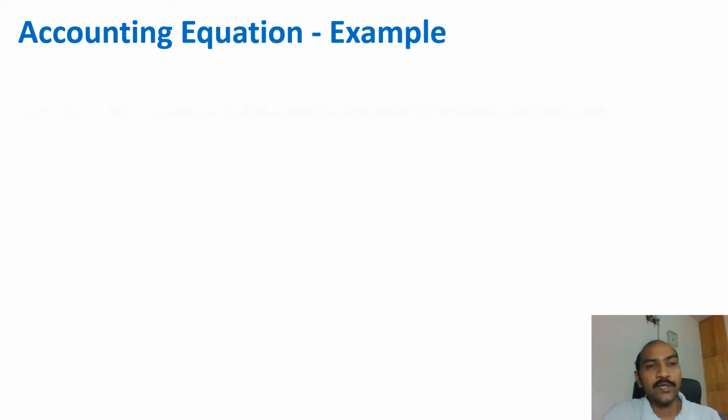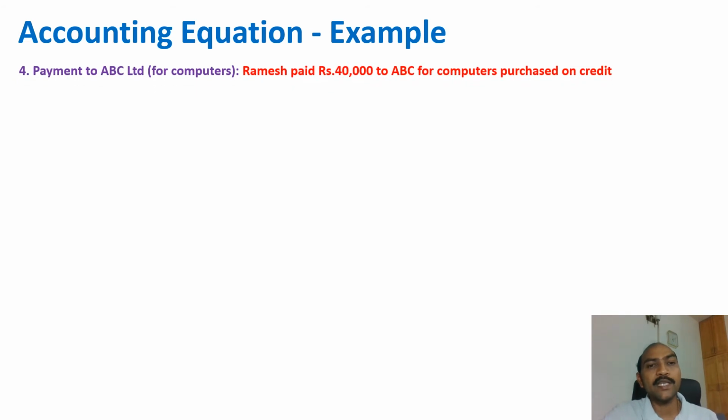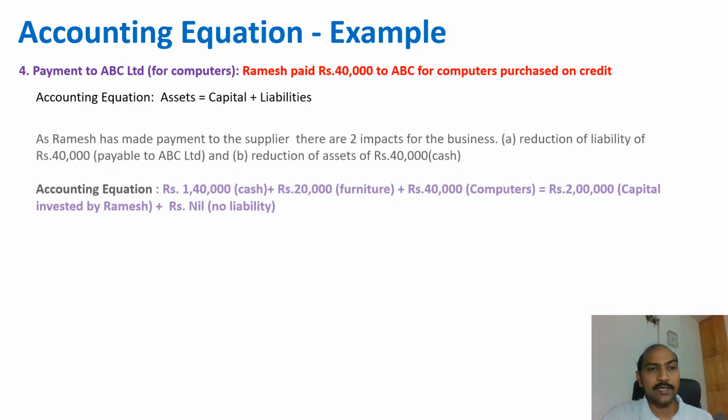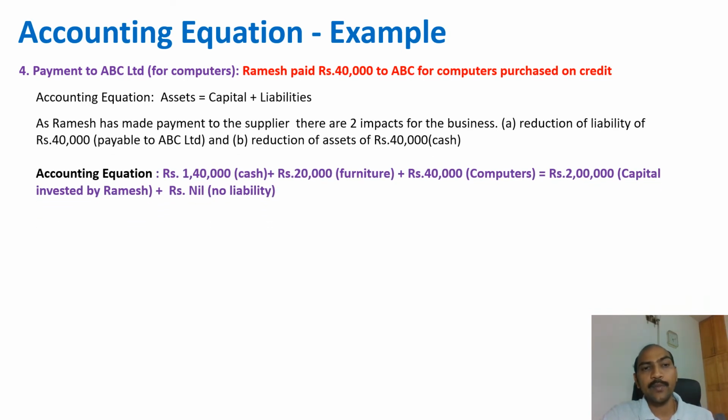Coming to the fourth transaction, payment to ABC Limited for computers. In the previous slide, we recorded that the computers were purchased on credit. After a few days, when the payment is made, we need to see how it is going to impact the balance sheet and accounting equation. So Ramesh paid rupees 40,000 to ABC for computers purchased on credit. The accounting equation remains the same, assets equal to capital plus liabilities. As Ramesh has made payment to the supplier, there are two impacts for the business.